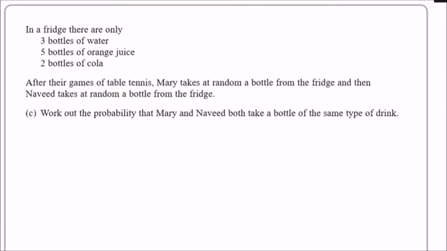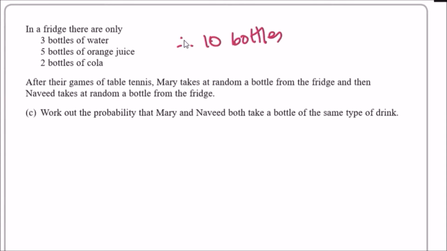So in a fridge, there are only 3 bottles of water, 5 bottles of orange juice, and 2 bottles of cola. Okay, so I'm just going to assume that they won't add them up. So there's a total of 10 bottles in the fridge. Okay, let's stick with that for now.